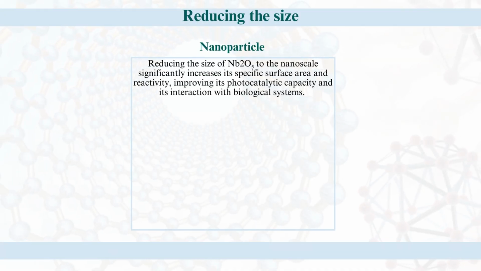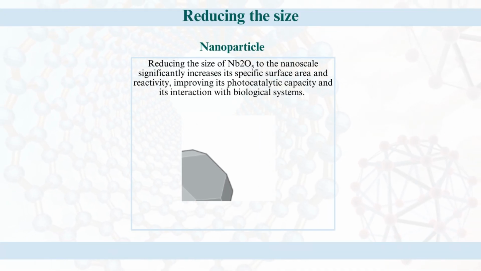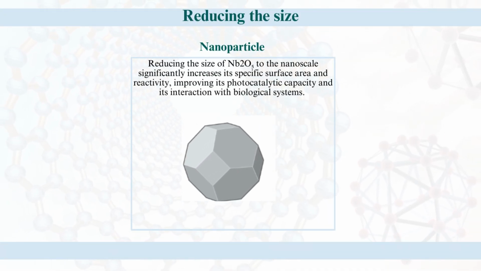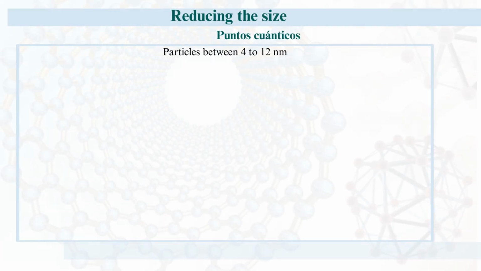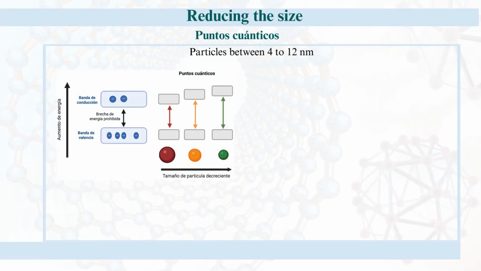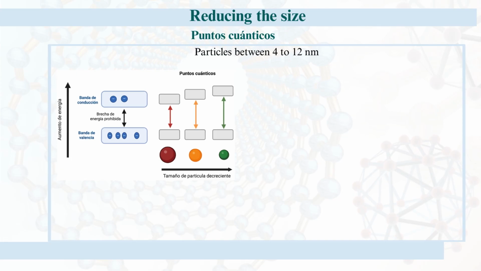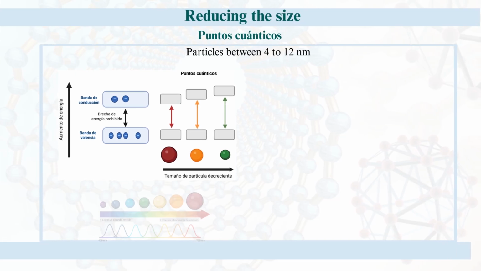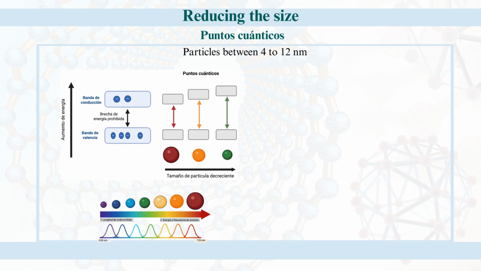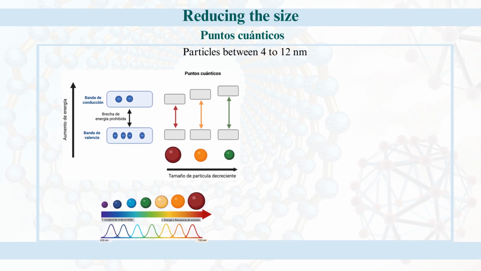Reducing the size of niobium pentoxide to the nanoscale significantly increases its specific surface area and reactivity, improving its photocatalytic capacity and its interaction with biological systems. When it reaches the size of quantum dots, quantum confinement effects occur, modifying its band gap and optical properties. This phenomenon opens up new possibilities for its use in bioimaging and optical sensors.